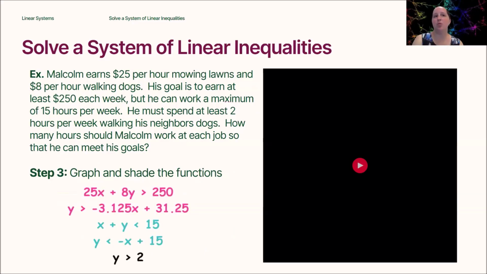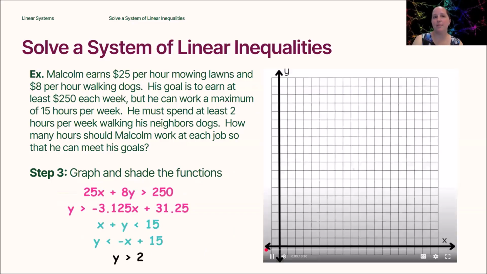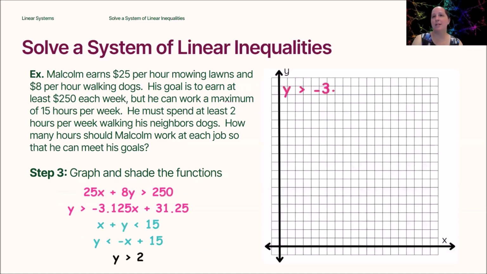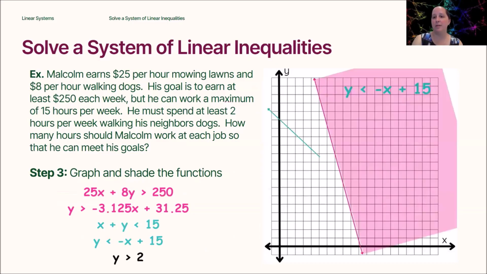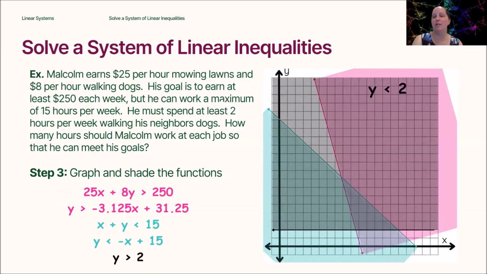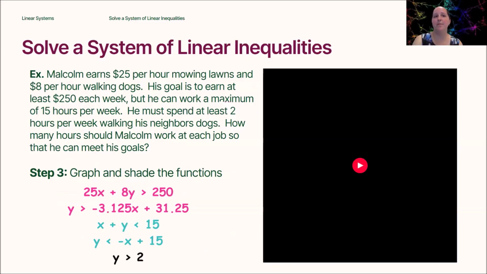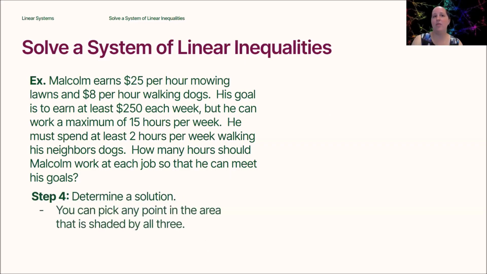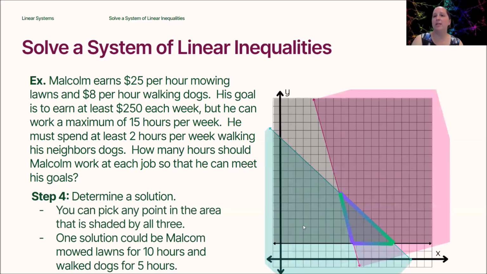Next thing I can do is graph and shade the functions. So the first one, 25x plus 8y, I changed into slope-intercept form to make it easier to graph. And I did the same with x plus y is less than or equal to 15. Okay. And then y is greater than or equal to 2. And wherever all the shading crosses, that's going to be my solution. So in this case, my solution is in this purple-green triangle area.